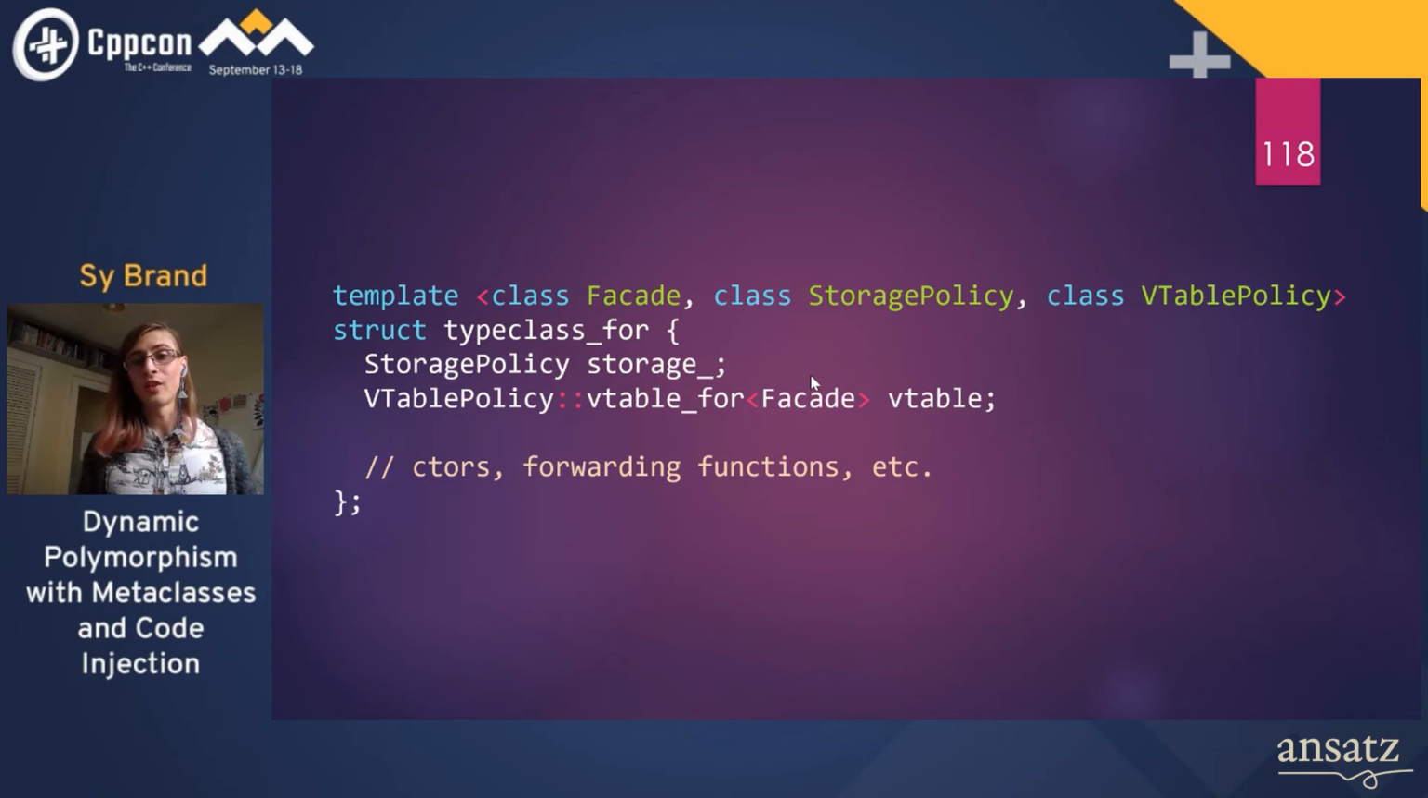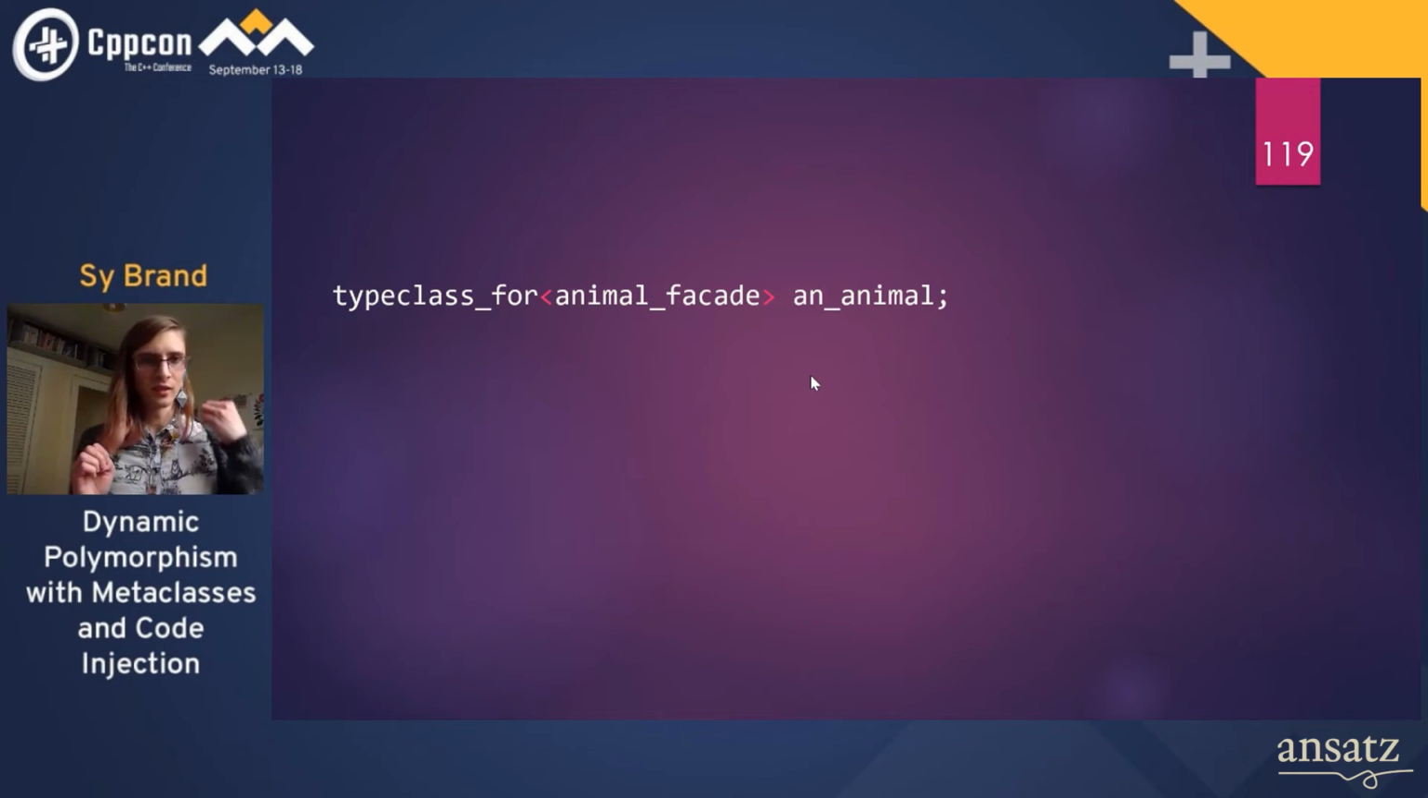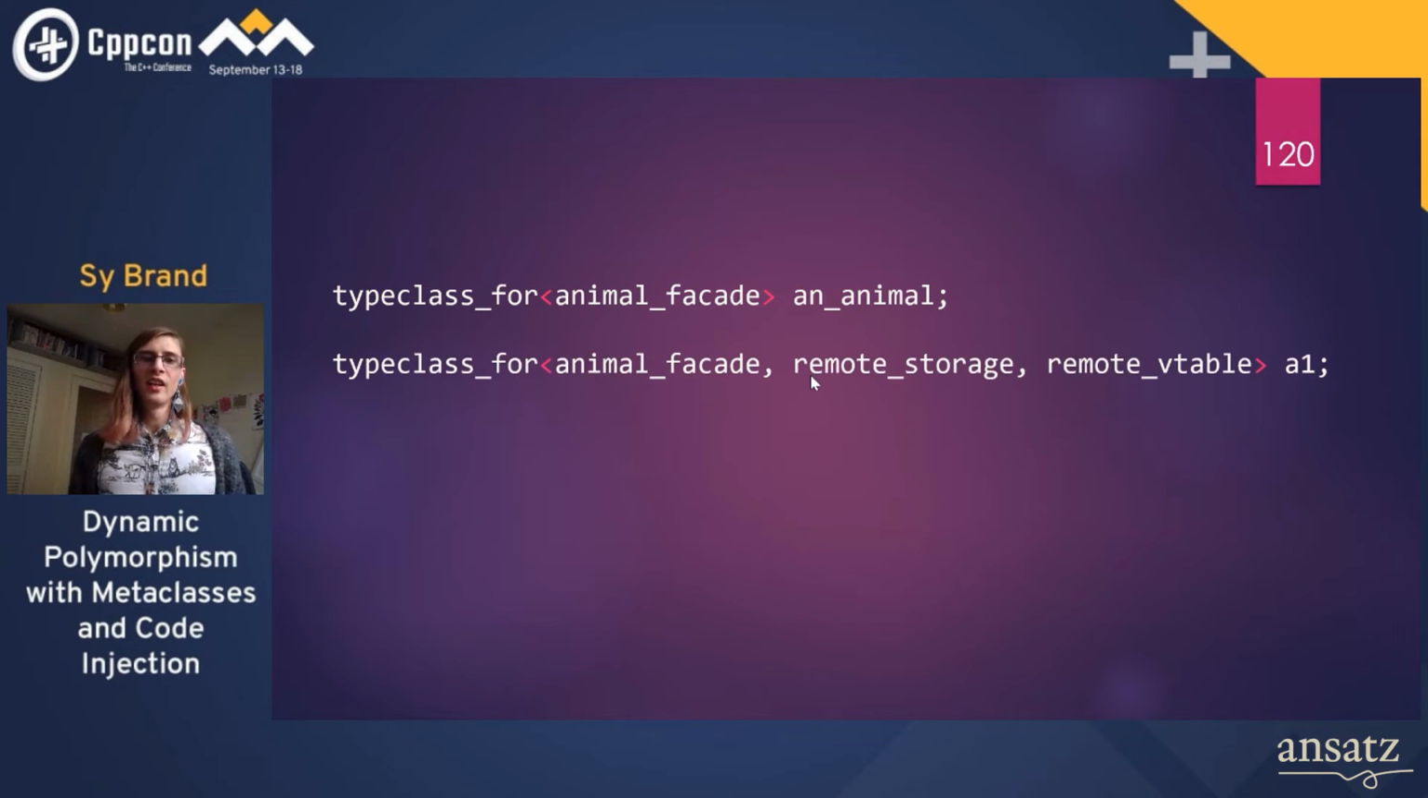And then we could also take a policy for how to store the Vtable. Like, do we want to store it remote or inside the class, so that we only have to do one pointer indirection instead of two? These are all options. So some examples of how this could work is I could say, okay, type class for an animal facade. This will give me some reasonable defaults. It might give me a type class for an animal facade where I have remote storage, i.e. I always dynamically allocate the object I'm storing, and I have a remote Vtable, i.e. I have to do 2 pointer leaps for every function call.